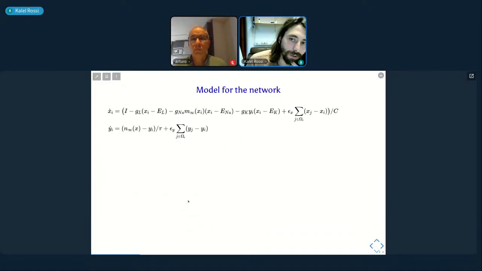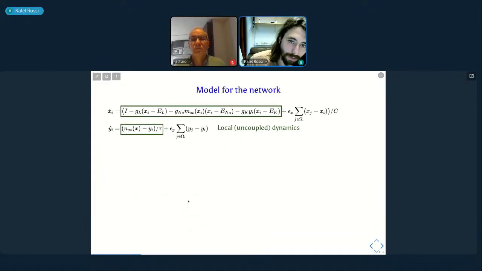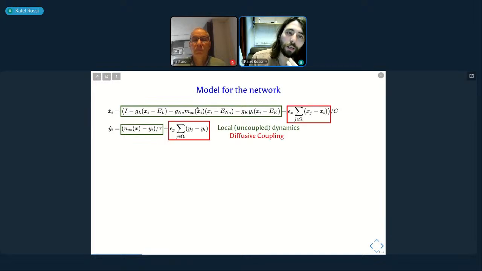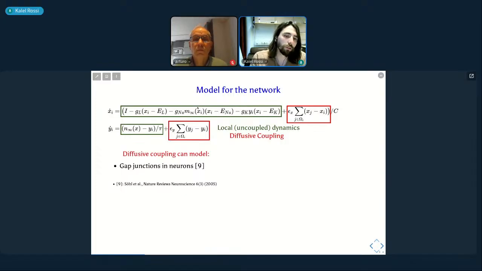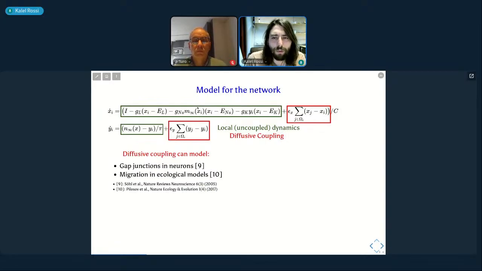And when we couple these units in a network, we add diffusive coupling to this local dynamic. So the dynamics of the units without the coupling, in green here, is the local, and with the coupling, in red, it's just a diffusive term. This is inspired by neurons and gap junctions. This is one way in which neurons can communicate. In ecological models, it can also model migration, so it's a very versatile yet simple form of coupling.